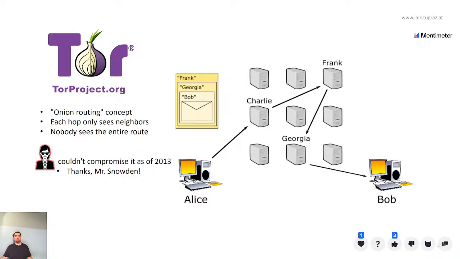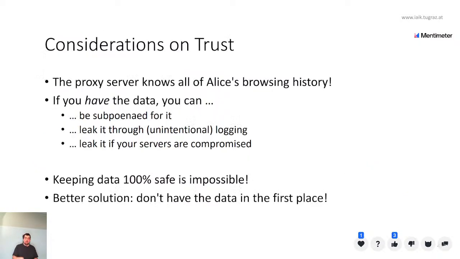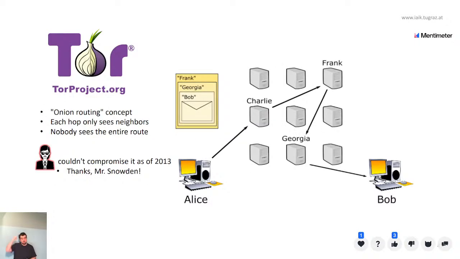Alice knows the entire connection, of course. But none of the proxy servers actually have this dangerous information. That's the beautiful thing here. Even if you have your servers logging everything by accident, even if law enforcement hijacks your server and says you must now log everything, you can't. You can't log information that by design you don't have. That's the beauty of it. Nobody sees the entire route.